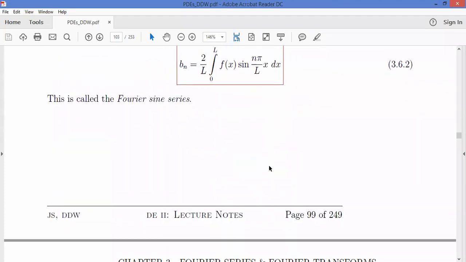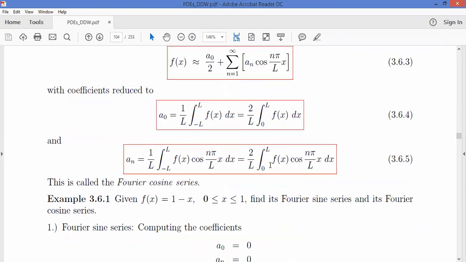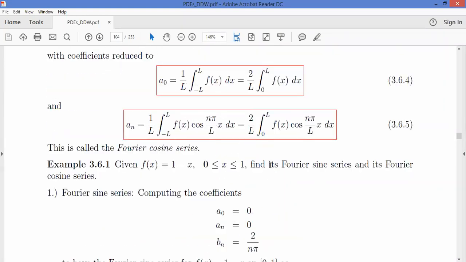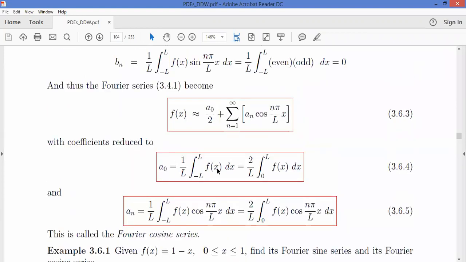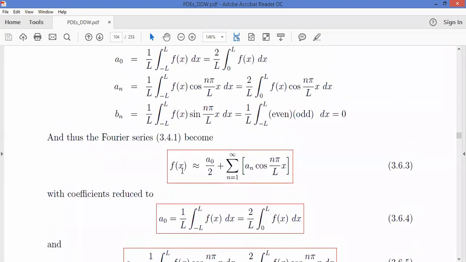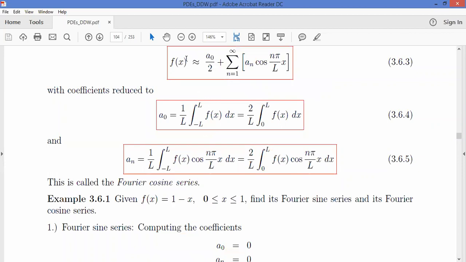So that gives us, where are we? We are here. That gives us this term here. The approximation of f(x) will now be a naught over 2, and then you have the sum of An cos of that one. Okay, and what is this called? We'll call this one the Fourier cosine series. I hope we are together, guys.